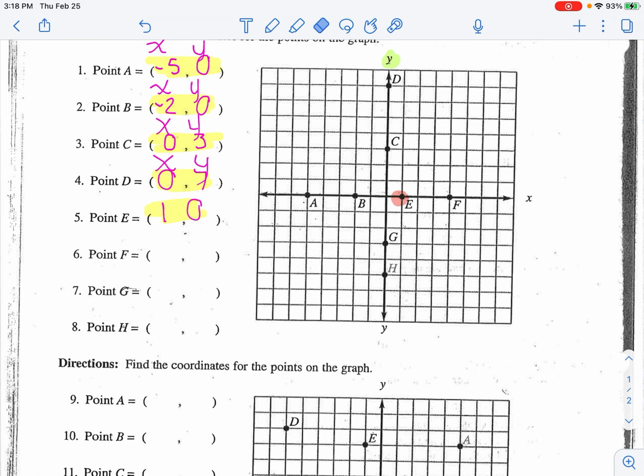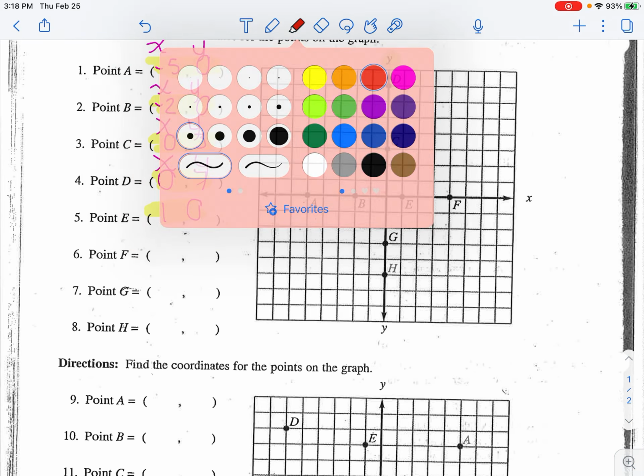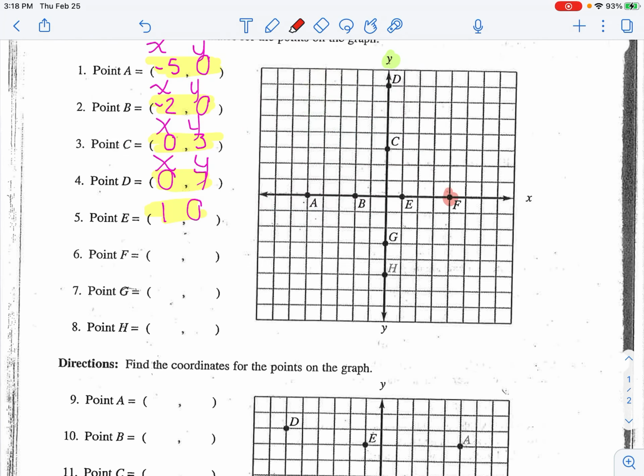I'm going to scooch up a little bit here, and let's find point F right here. So for point F, starting from the origin, they went to the right 1, 2, 3, 4. And for the y value, they did not move up or down, so that y value is going to be 0.